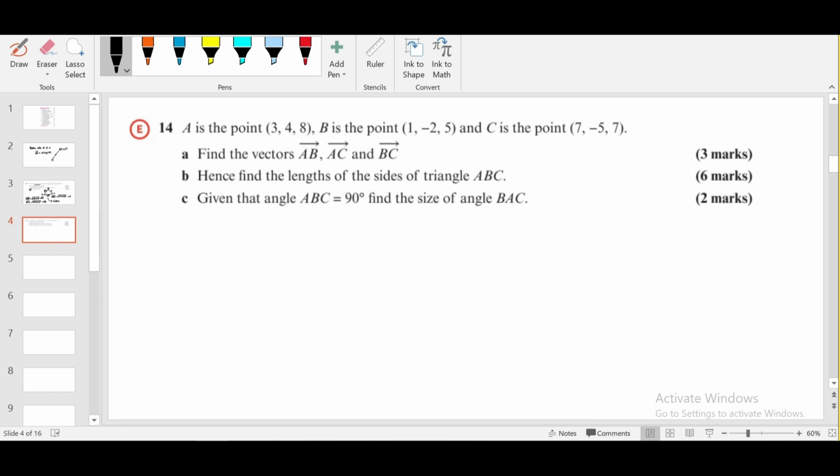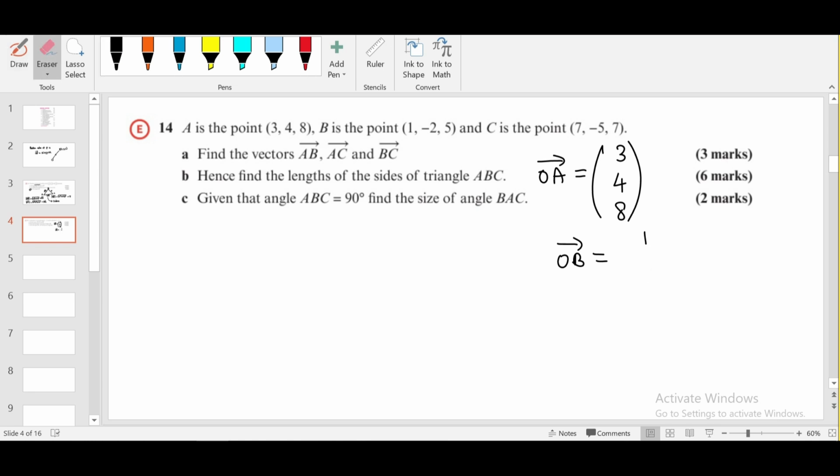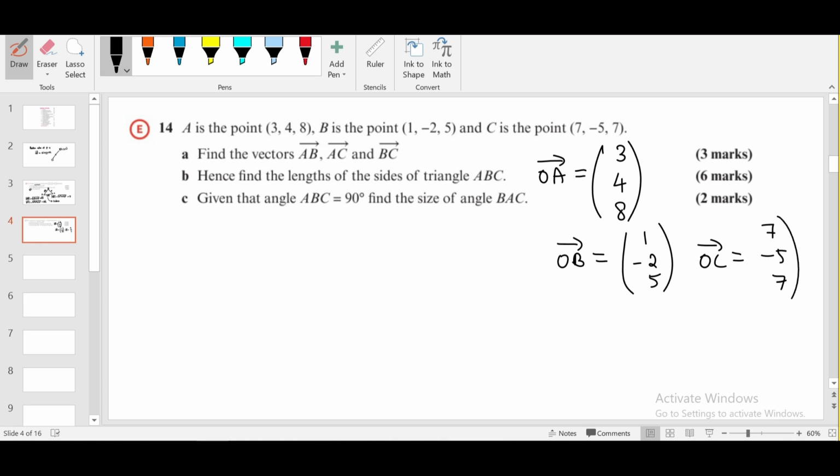You have 3 points A, B, C given, so you can write the position vector OA using the first point. Don't write it in the point form, that's wrong. You cannot write vector in the point form, okay? You either write it as 3i 4j plus 8k or write using the column matrix 3 4 8, but do not write it in the point form. OB vector is the second one, 1, negative 2 and 5. OC vector is the third point, 7, negative 5, 7.